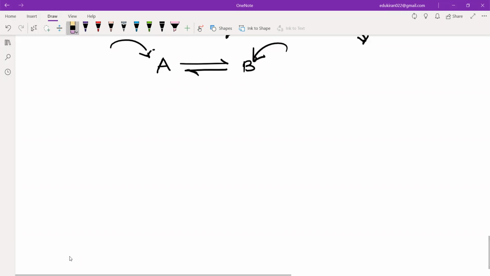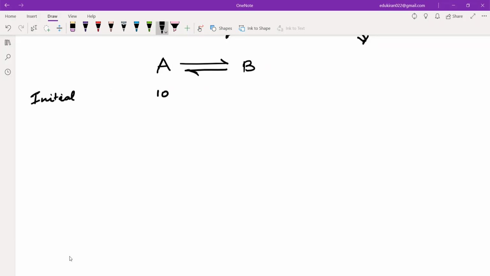We generally take the reactant molecule and then we start the reaction, right? So we will also take it in a similar way. Initially, we will start with 10 moles of A.